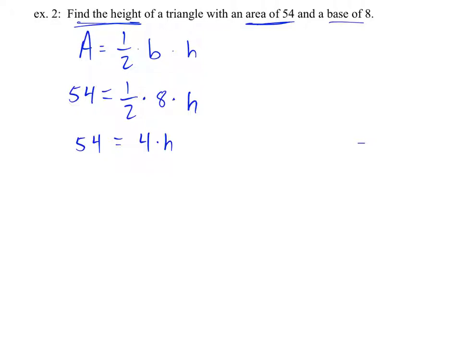You could divide by 8, but this will typically serve people better, because now if I want to get h by itself, how do I get rid of that 4? What do I do to both sides? Divide them. Perfect. Because it's multiplication, we have to do the inverse, the opposite of multiplying. So we're going to do 54 divided by 4, which gives us 13.5. And that would equal h, right? So if we were to draw this triangle with a base of 8, it would have to be 13.5 high to give us that area of 54. Questions?